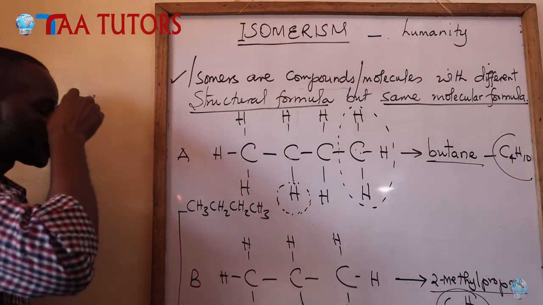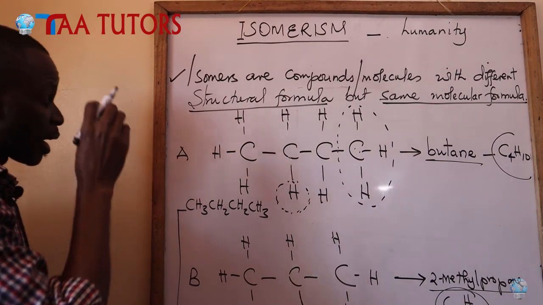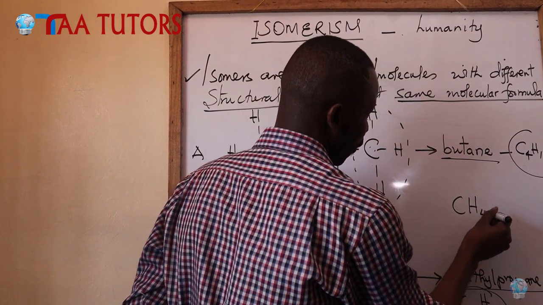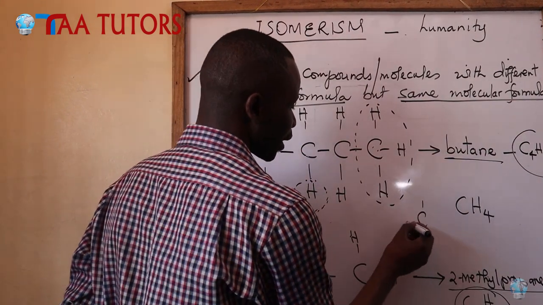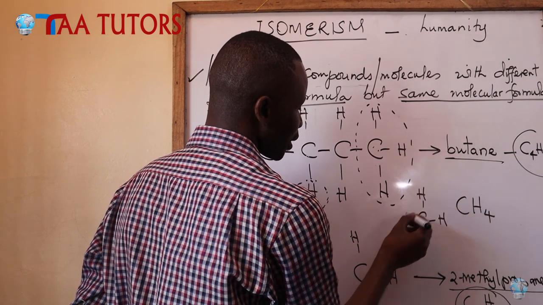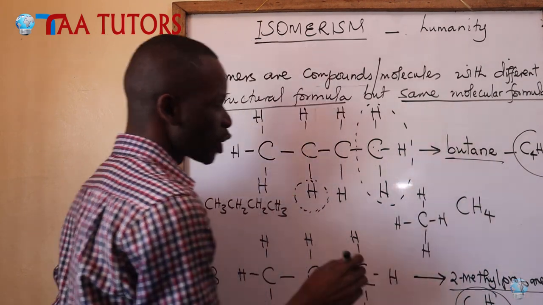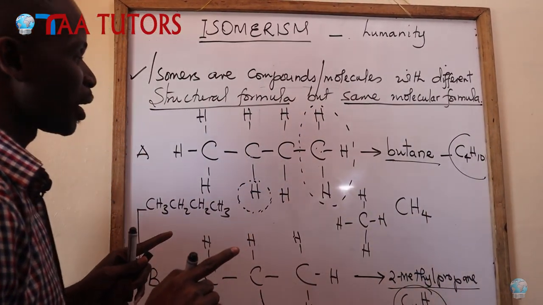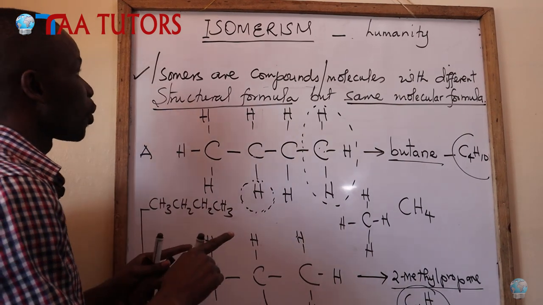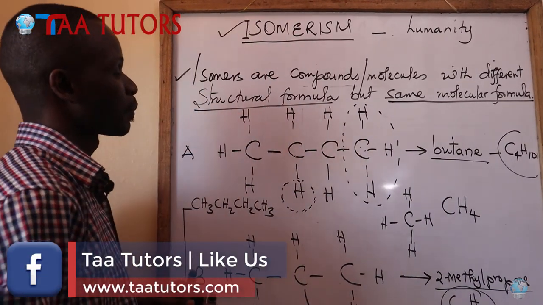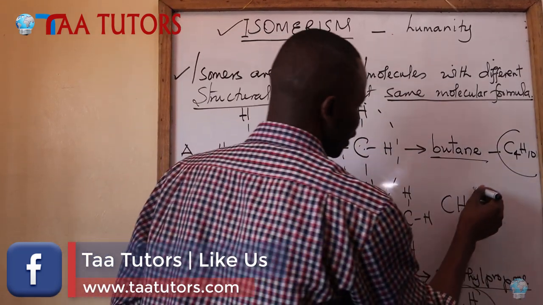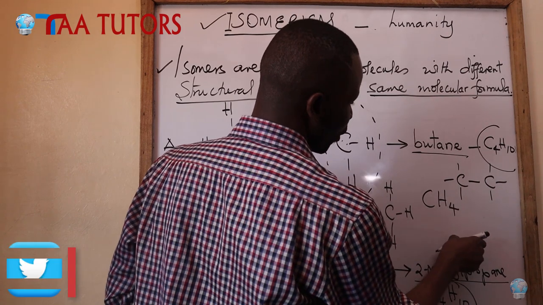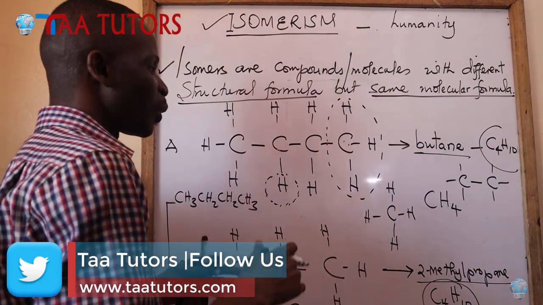Now, some of these compounds, if I say methane is CH4, whatever way you want to write this thing, you can't get different structures. Whatever you do to methane, whether you rotate and draw it this way, the structure will remain the same, meaning methane cannot show isomerism. What about ethane? The same. Whatever you do, whether you take this carbon and bring it down here, the structure of ethane will remain the same.